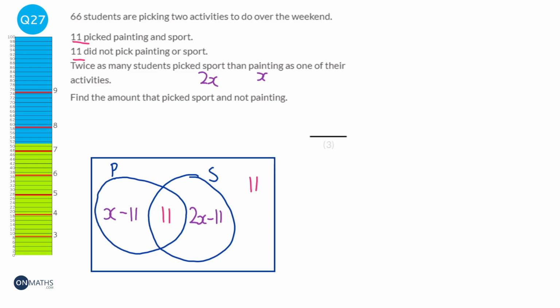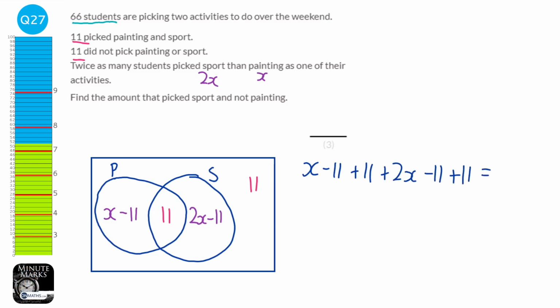Now we know that there are 66 students in total. So what we can do now is add up all of the parts of the Venn diagram and get it equal to 66. So x minus 11 plus 11 plus 2x minus 11 plus 11, and all of that will equal 66. This is going to be some solving, so we're just going to put our lines in.